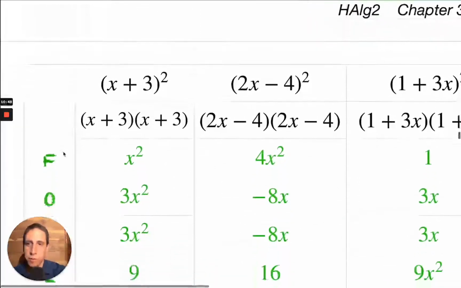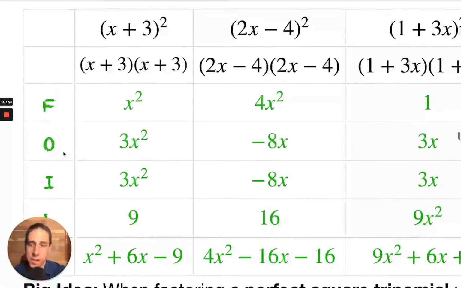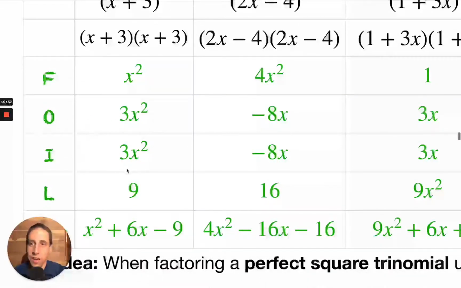We're going to do another formula right here. We're going to do a whole bunch more foiling as well. The first row is going to be F. The second row is going to be O, I, and L. And it's going to be the same thing. We're going to do so much foiling that eventually you'll see a pattern. And I hope you do see the pattern before we get to it. I think the savvy student will.